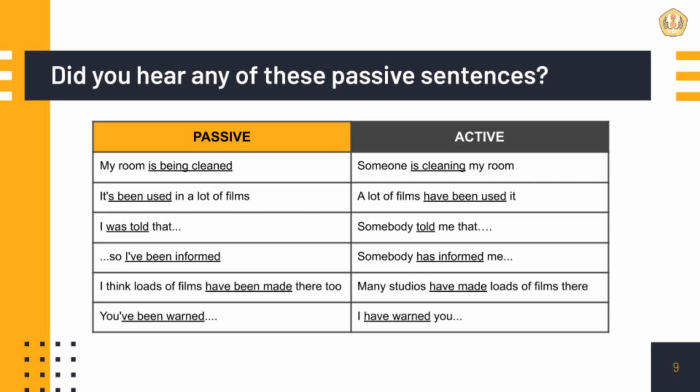It is the equivalent of the imbuhan me and di in Bahasa Indonesia, as in membersihkan and dibersihkan. The same way it goes with the rest of the sentences in this table. Now let's see the way these two different constructions usually come into play in the listening section of the TOEFL test.